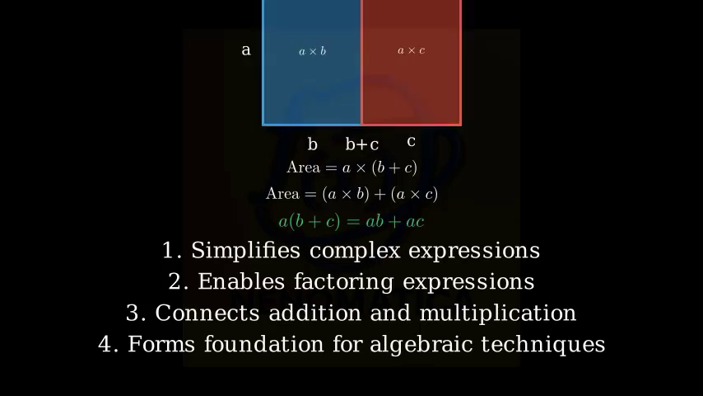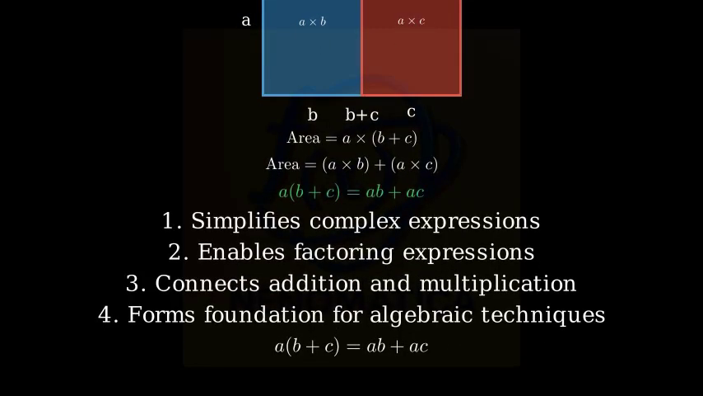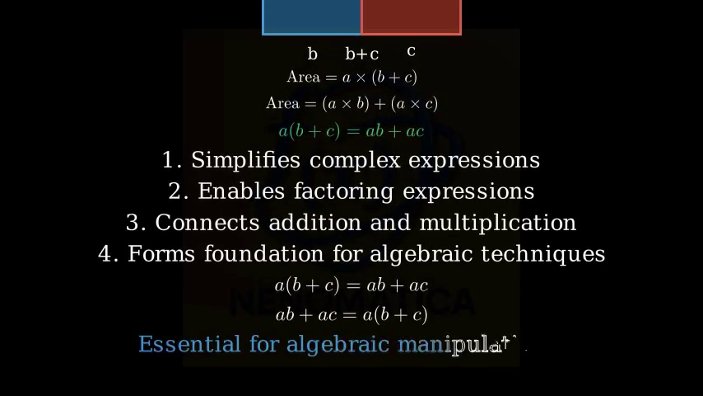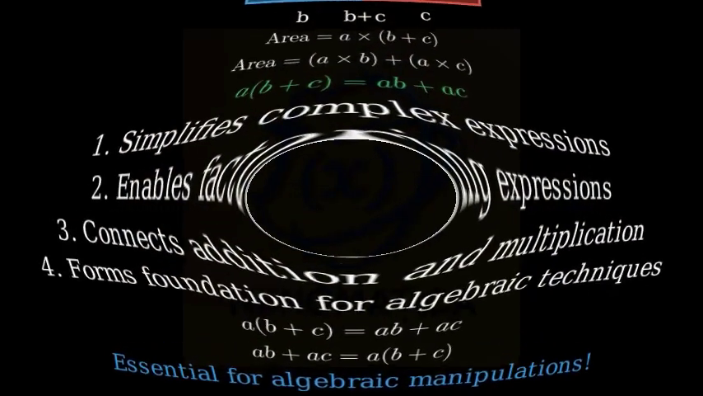Let's summarize what we've learned today. The distributive property states that a times the sum of b plus c equals a times b plus a times c. We can also use this property in reverse to factor out common terms from an expression. This property is essential for algebraic manipulations and problem solving.